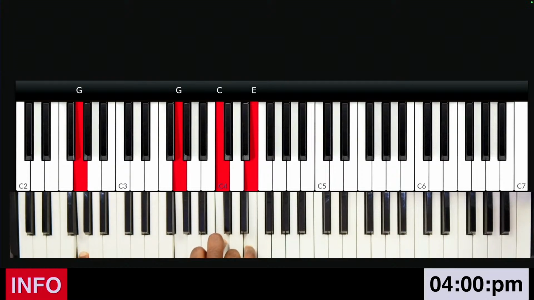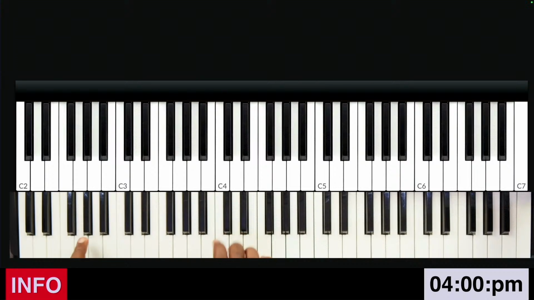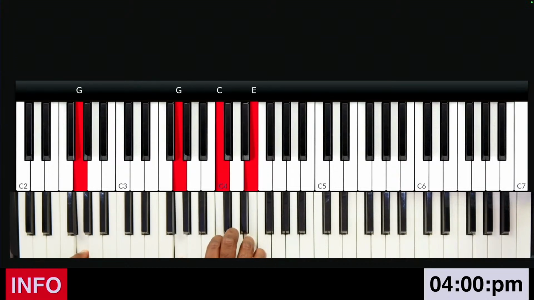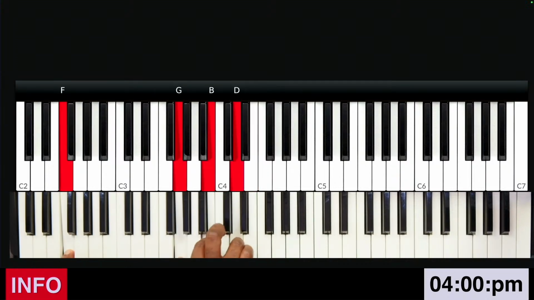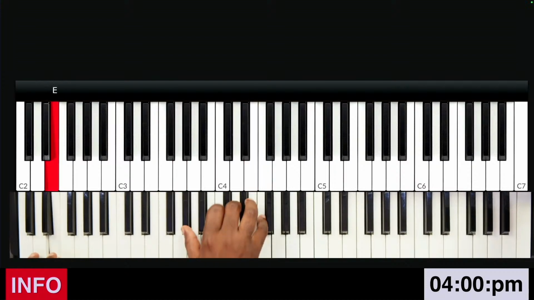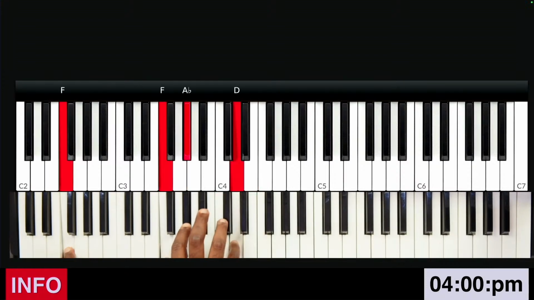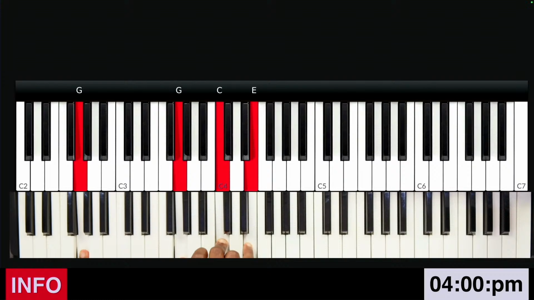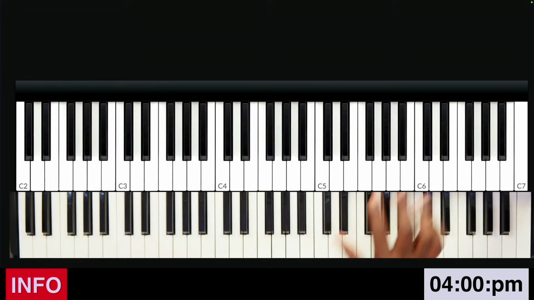So if you're interested in playing progressions like this, can you see that? So what do you call this? This is the second inversion of the C major chord.